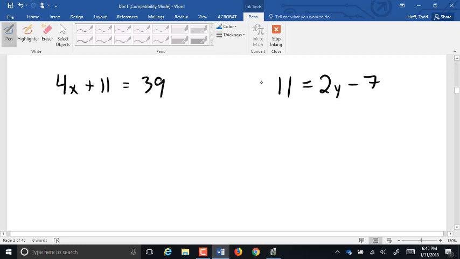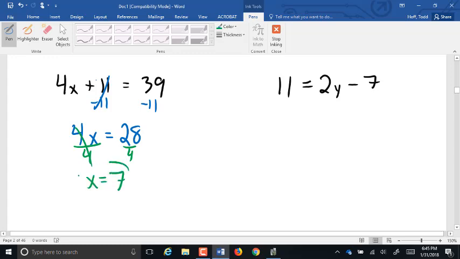Okay, so for the first one here, 4x plus 11 equals 39. Where do we start? We subtract 11. So we have 4x equals 28, and then divide by 4. X equals 7.